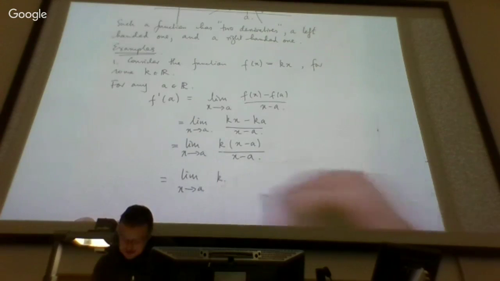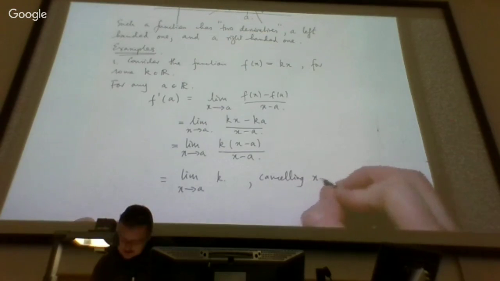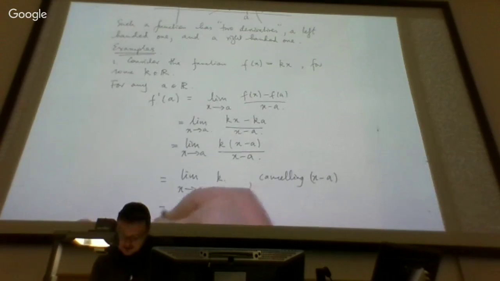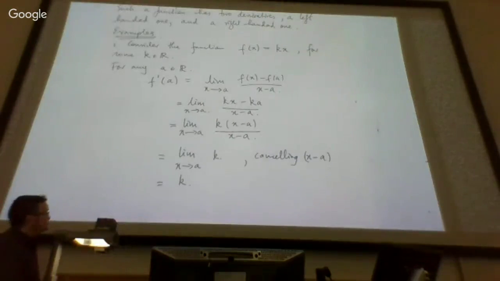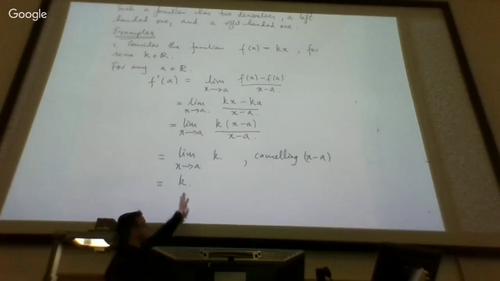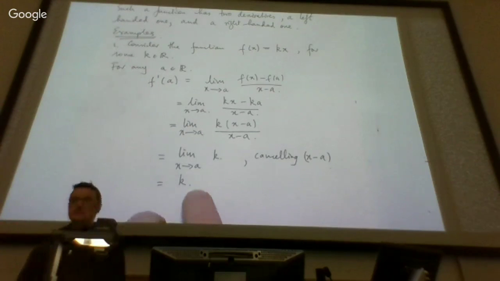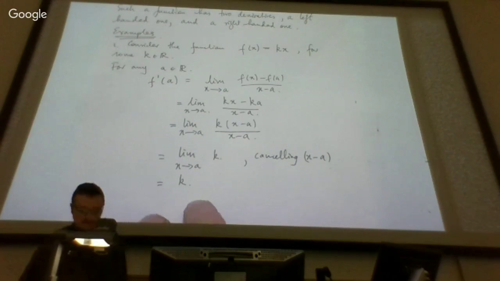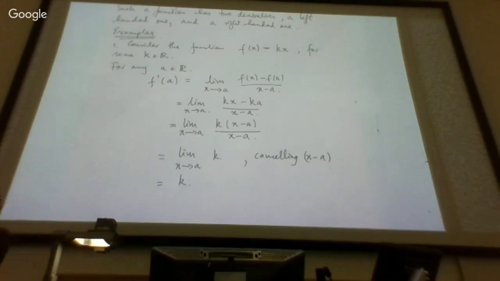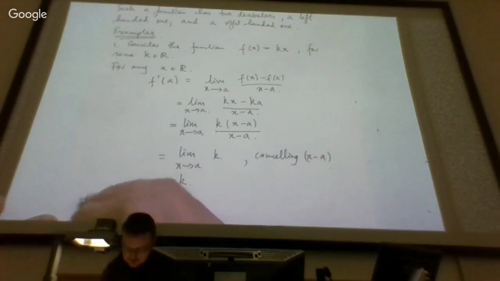So we'd just be looking at the limiting value of the constant k, after cancelling x minus a, which is, of course, equal to k. This k is just some fixed constant. Its value doesn't change as you change x. So we're just left with the limiting value k. So you see here that the derivative of this function doesn't depend on the value a. There's no a in the answer. So it has the same derivative everywhere. Okay? So this is a function with constant derivative.